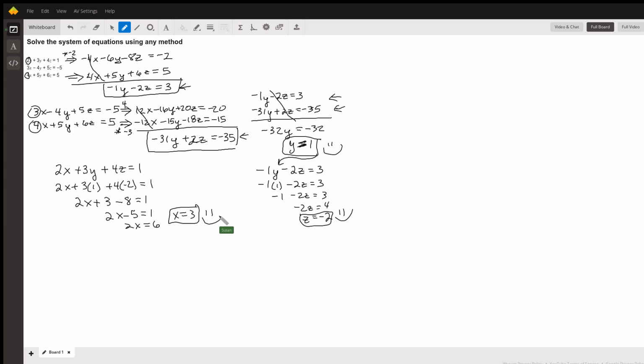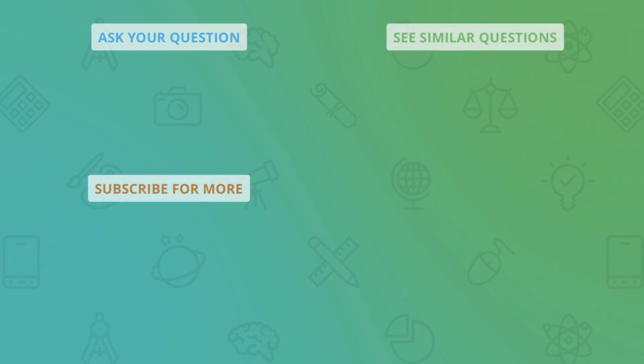Yay! And I would always go back and check. The way I would check is I'd use either the second or the third equation. I would put these variable values in and just double check that it worked out. With the second one, when I put them in, I got a -5. And when I put those values in the third one, I got a 5. And that's how you do it.